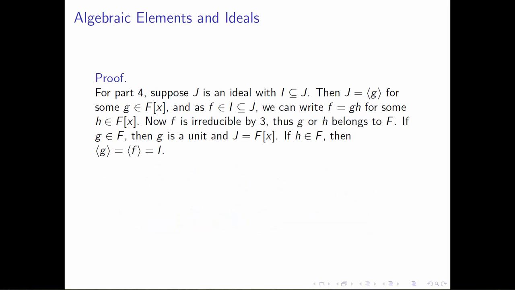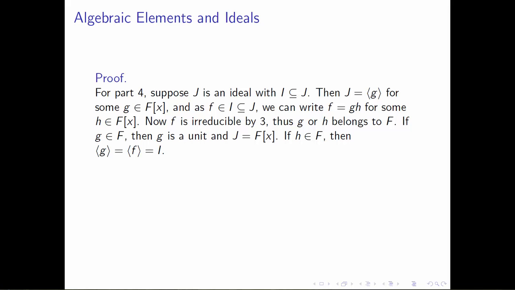For part 4, we wanted to show that the ideal I was in fact a maximal ideal. So let's take an ideal J of F adjoined x, and let's assume that I is contained in J. And what we're going to show is that the ideal J is either equal to I, or it's equal to the whole ring F adjoined x.